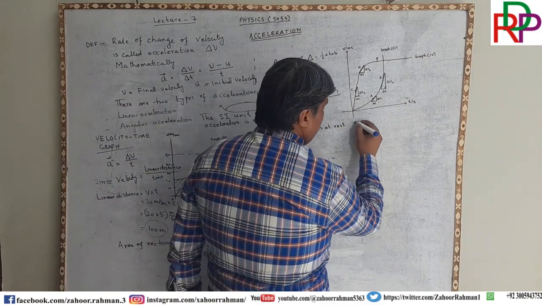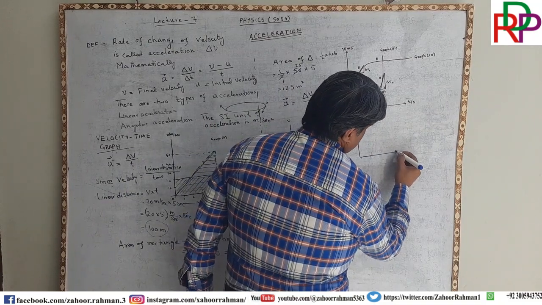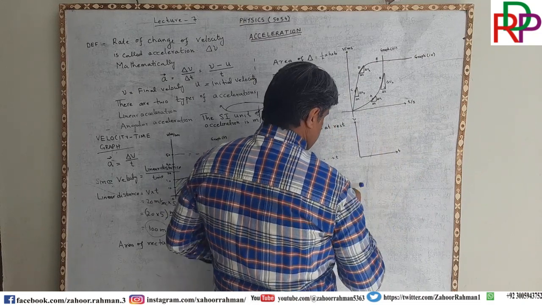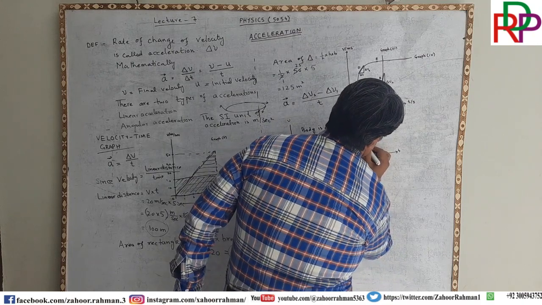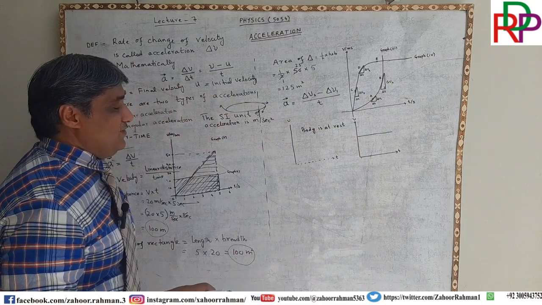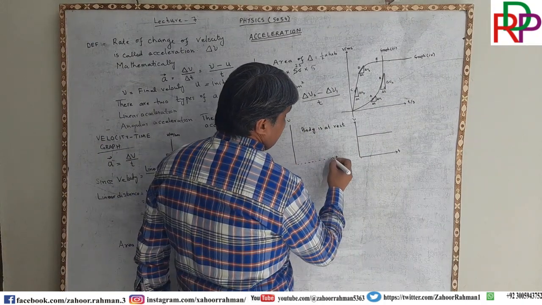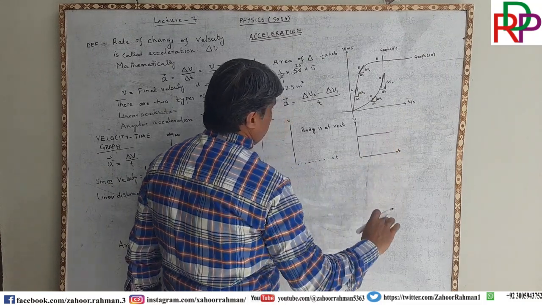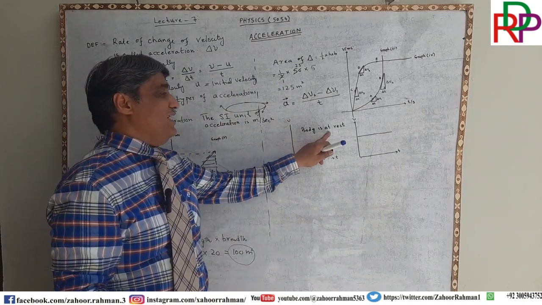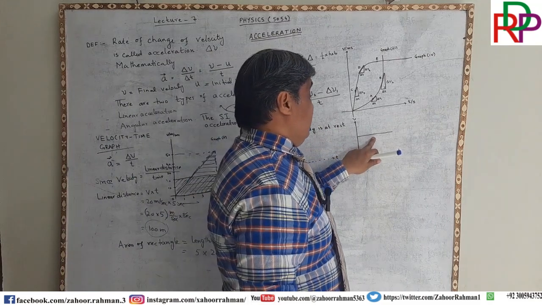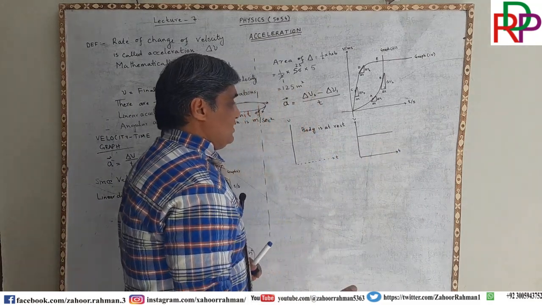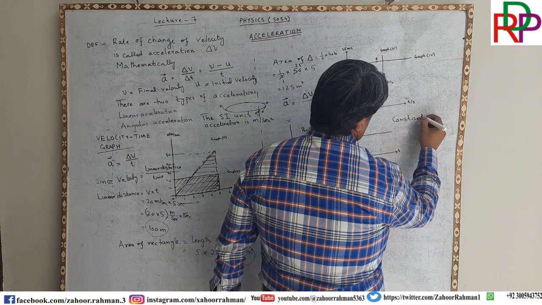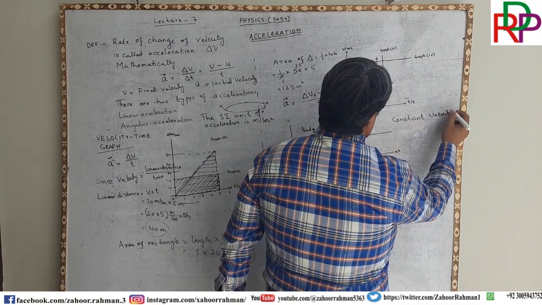Now, if the graph is like this, with time and velocity, don't confuse yourself that this is also a straight line parallel to the x-axis. This one is saying the body is at rest. This other one, no, it is not at rest. It is moving with constant velocity.